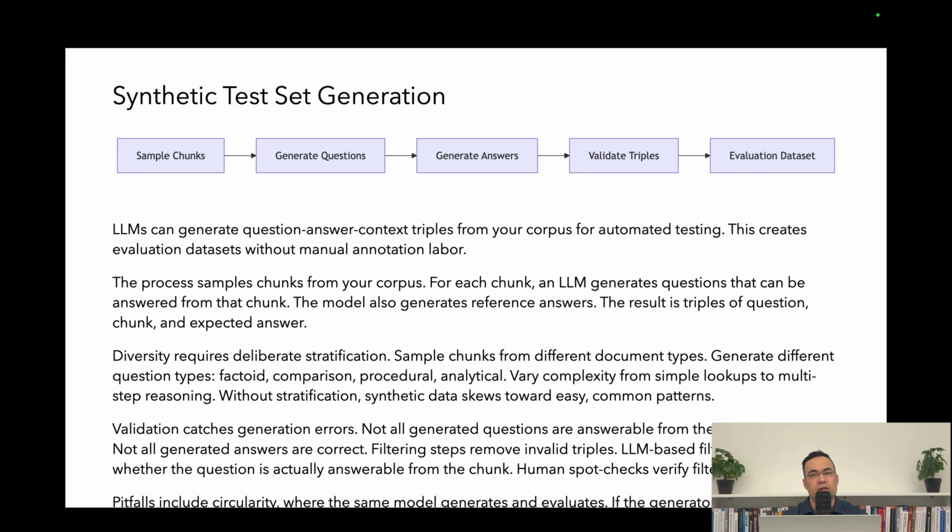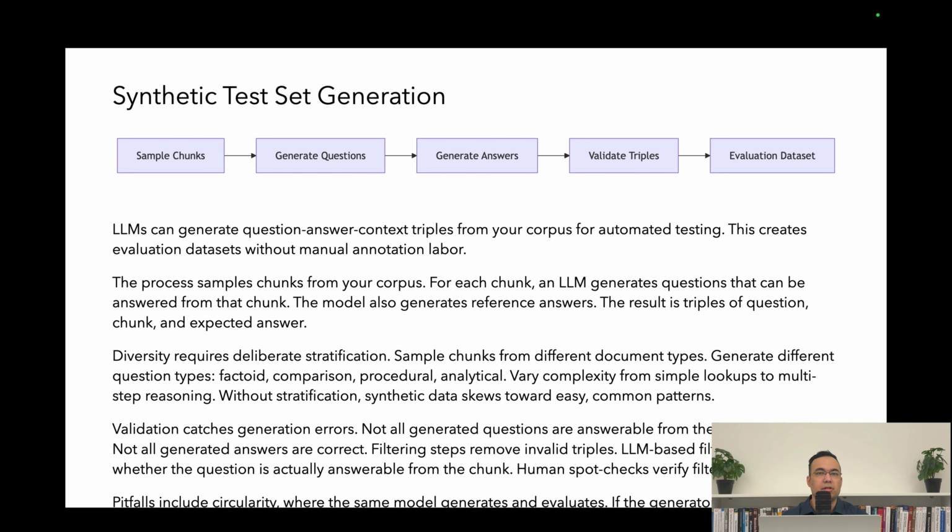A key pitfall is circularity, where the same model generates and evaluates. If the generator has systematic biases, the evaluator may share them. Use different models for generation and evaluation. Difficulty distribution often skews pretty easy. For example, LLMs naturally generate questions with obvious answers. Real user queries actually include hard cases. You should be augmenting the synthetic data with adversarial question generation targeting the edge cases.